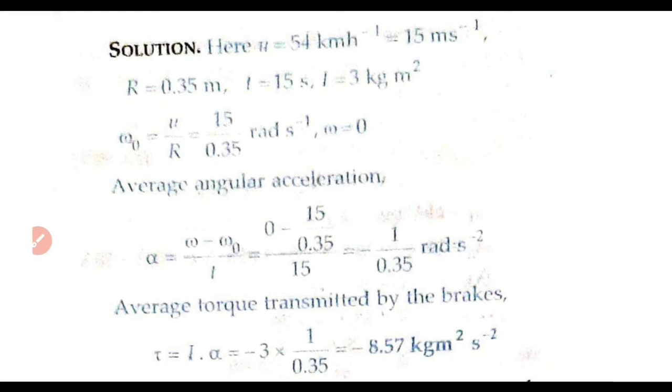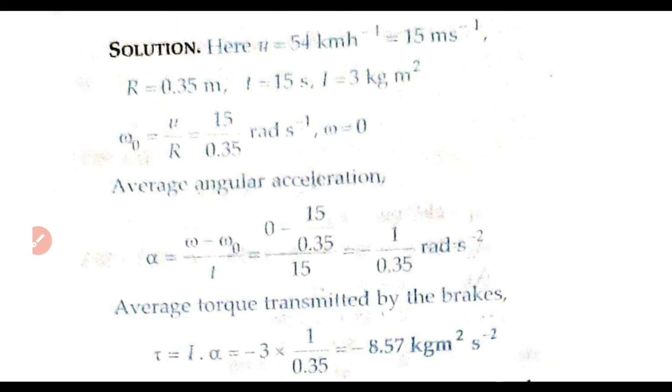r is equal to 0.35 meter, it's given. So we have omega 0 equal to u by r, where u stands for the initial velocity. So we have 15 by 0.35 radian per second. As I said, finally it is coming to rest, so the final angular velocity is 0. Substituting, we get the average angular acceleration as minus 1 by 0.35 radian per second square.